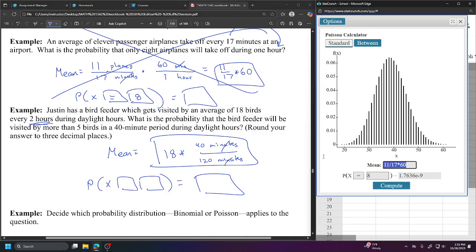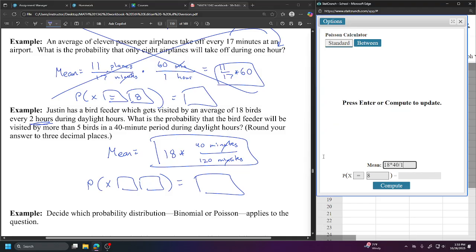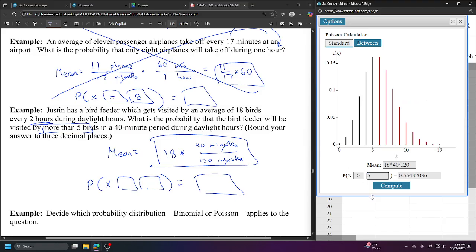That's a good point. Okay, 18 times 40 over 120. And then they say, what's the probability of more than 5 birds? So then I'm going to click the what symbol? More than 5. Greater than 5. And I think the purpose that I'm seeing here finally is that we need birds with birds. See, my minutes canceled, but I'm left with birds. Okay. Answer.